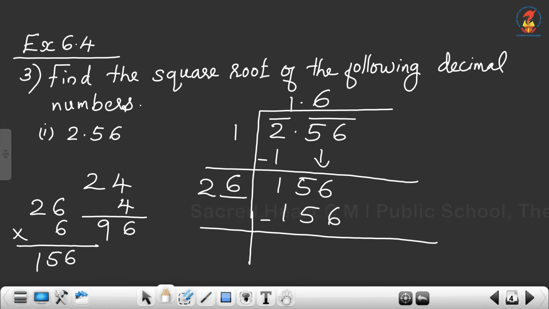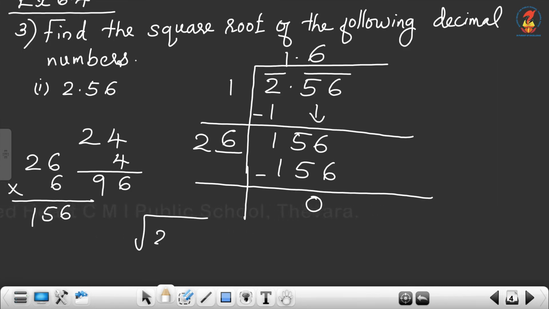Then 156 minus 156, 0. Therefore, square root of 2.56 equal to 1.6. Square root of 2.56 equal to 1.6.